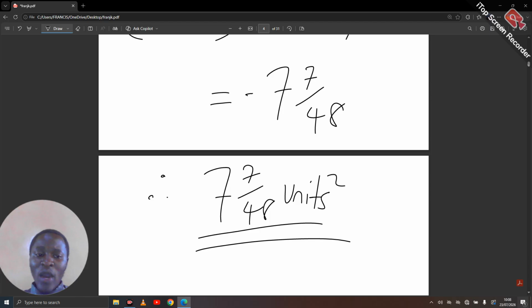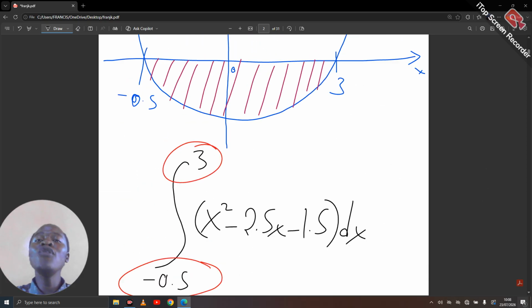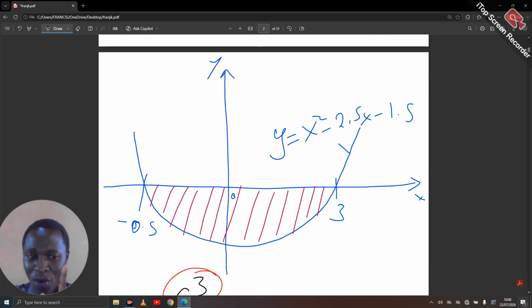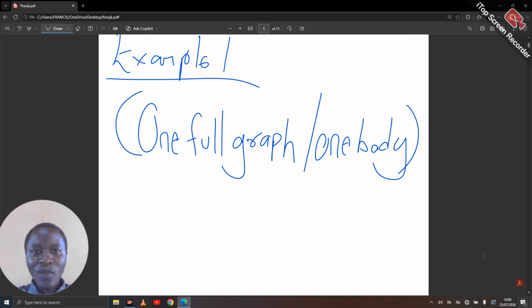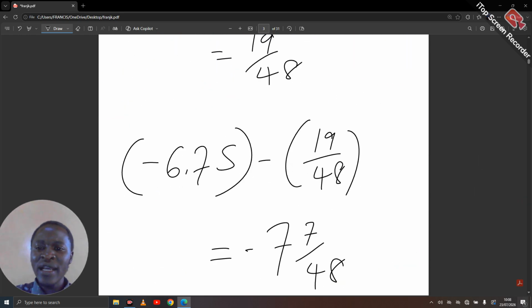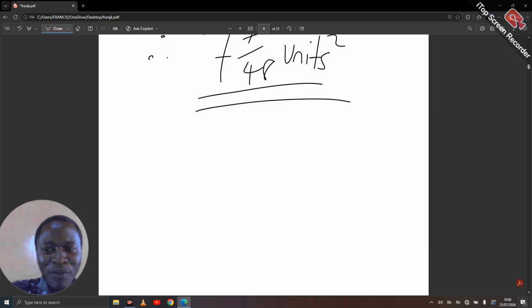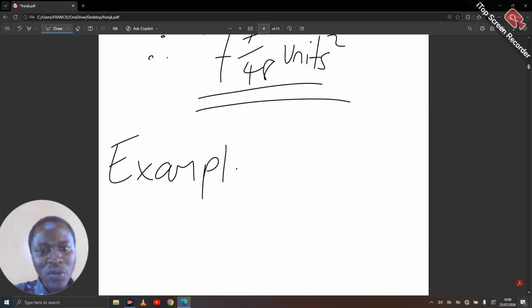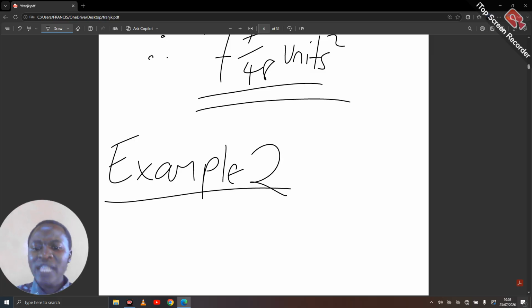That is example 1, and example 1 is one full body, or one full graph. Example 2. In example 2, we are looking at two bodies under a Cartesian plane.